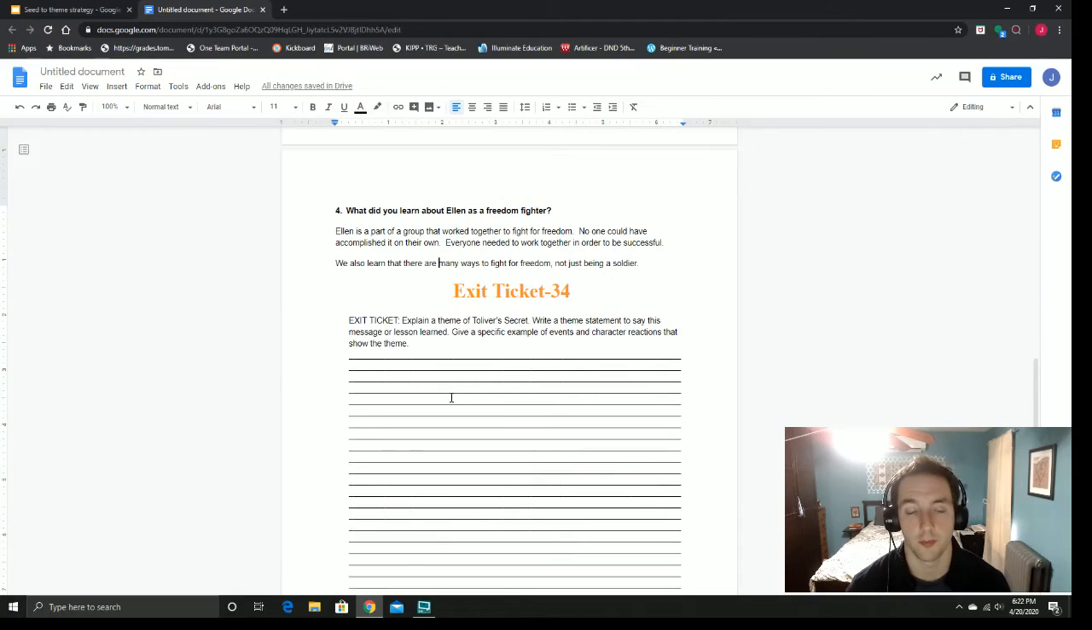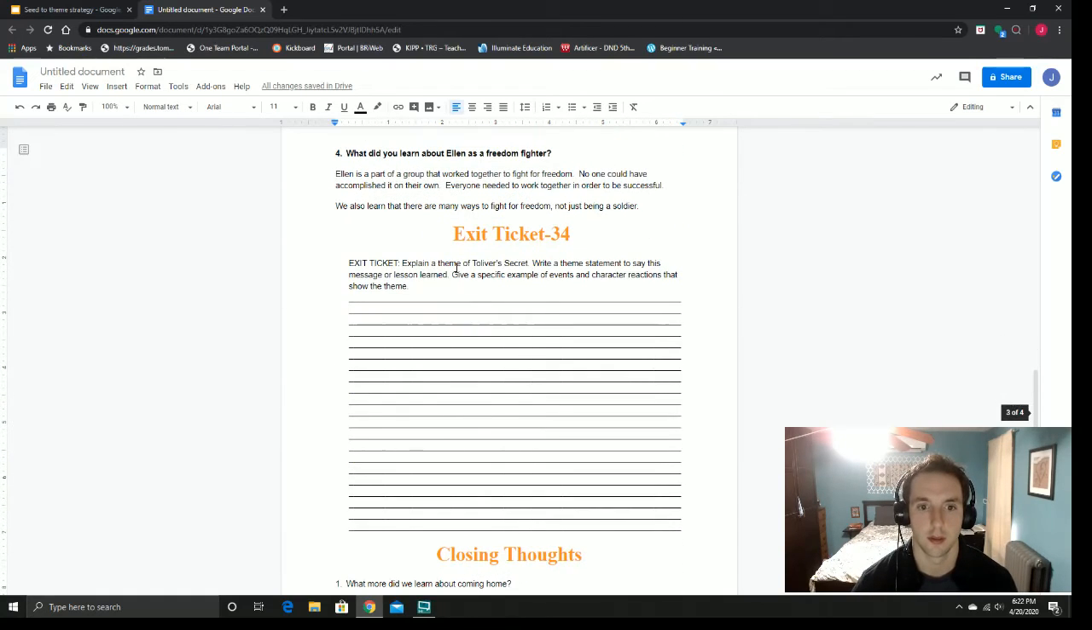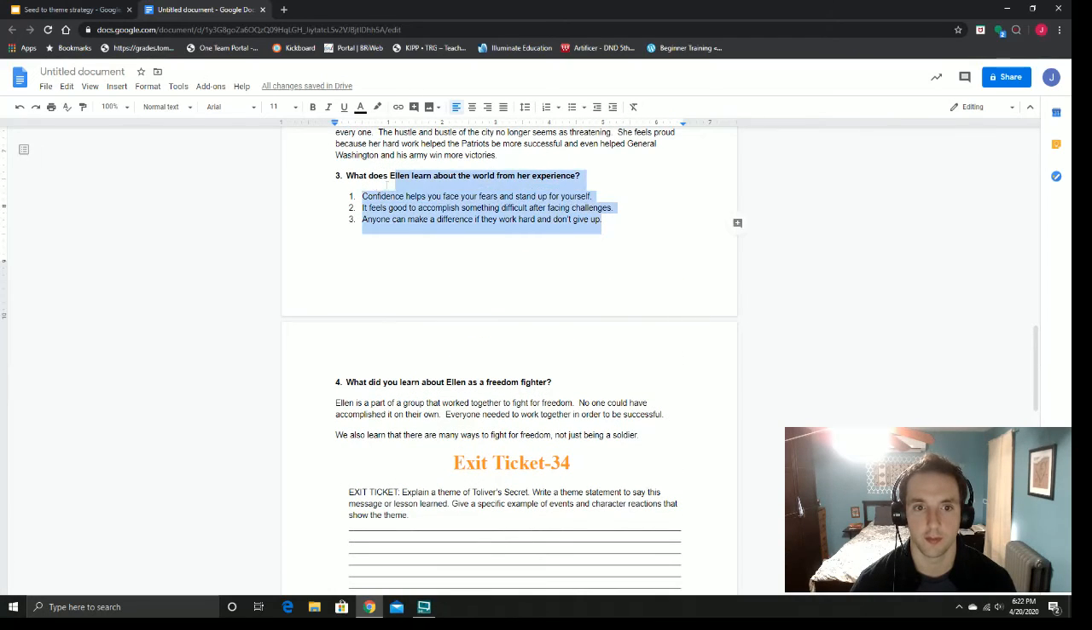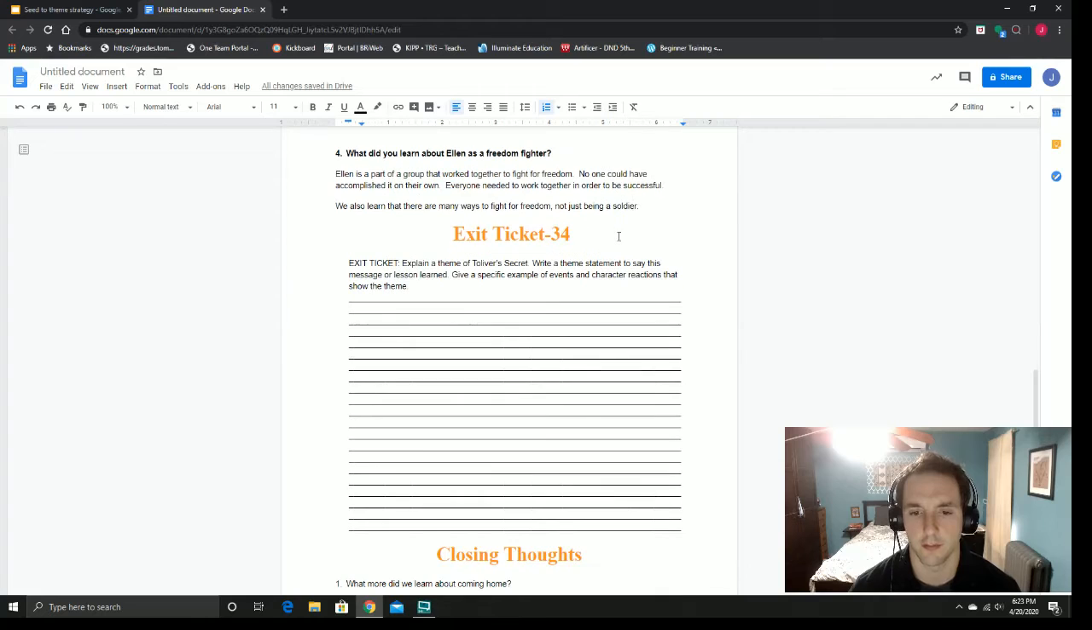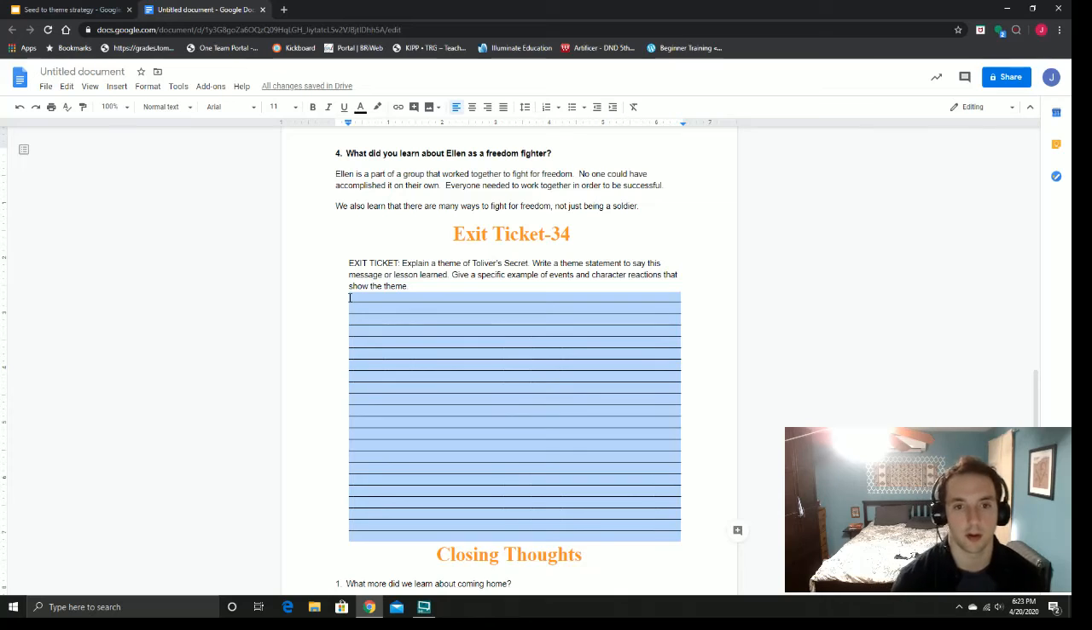Excellent. So, these questions, depending on how you answer them, should have guided your thinking to your exit ticket about explaining a theme for Toliver's Secret. Any of the ones that we've come up with here could be acceptable. And there's also many others too, as long as you've got different examples from the text. So that's what I'm going to do right now. I'm just going to pick one of these at random. I'm going to say, let's do number 2. It feels good to accomplish something difficult after facing challenges. And then when you do yours, as long as you have these parts where you say the theme, you give specific examples of the events that show it, then you're going to be good.